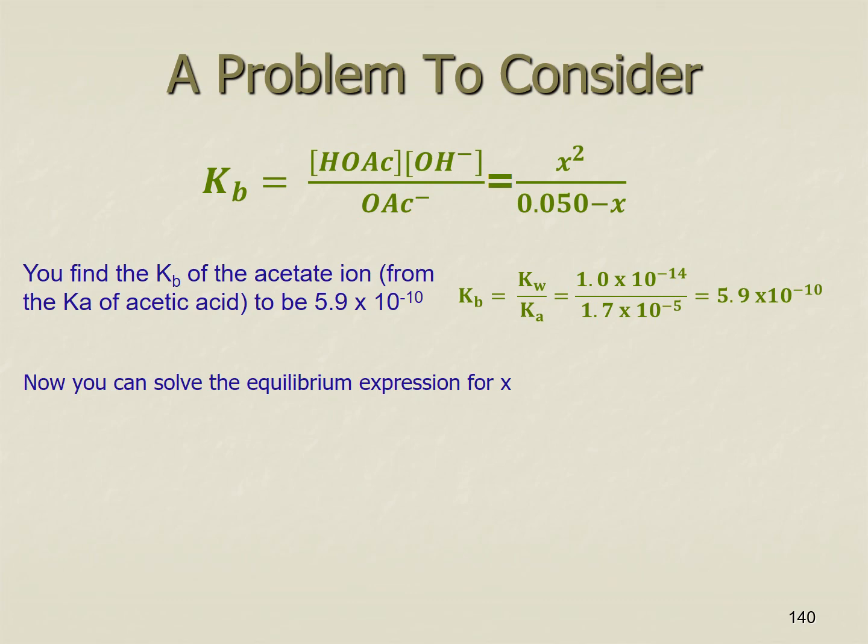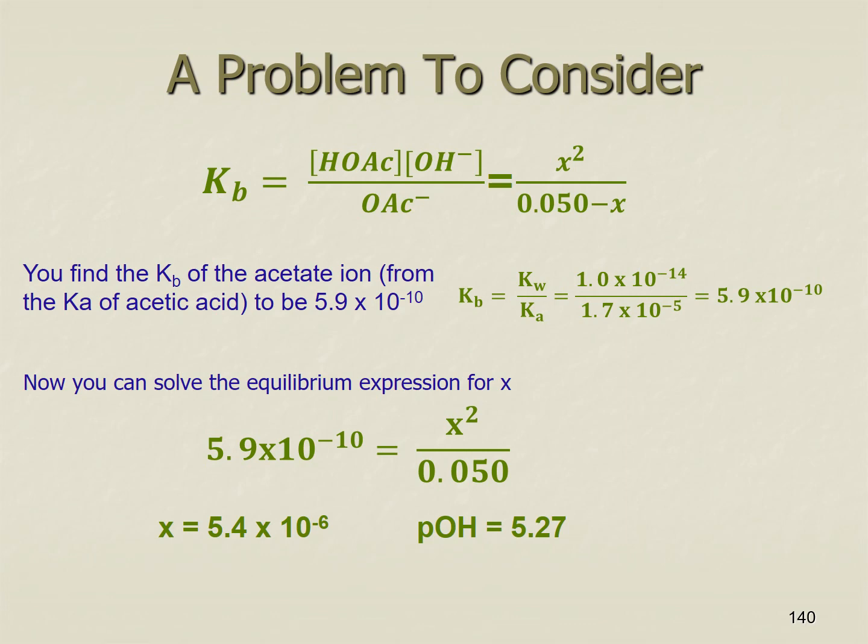So now we can solve the expression for x. We can also plug in our numbers. 0.050 divided by 5.9 times 10 to the minus 10 is much greater than 100, so we can ignore our minus x. So once we do that, we have 5.9 times 10 to the minus 10 equals x squared over 0.050. We're ignoring the minus x because it's so much smaller than 0.050.